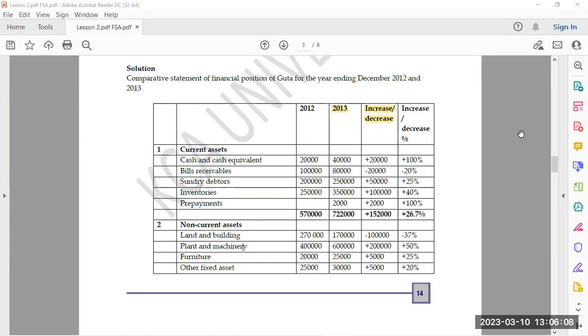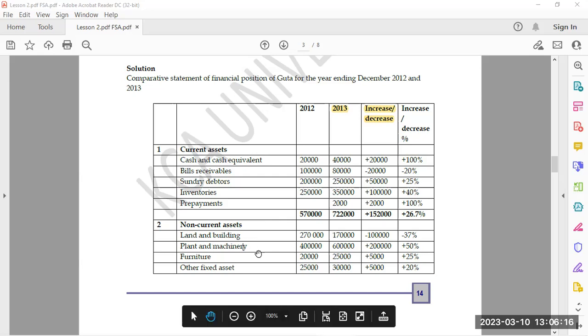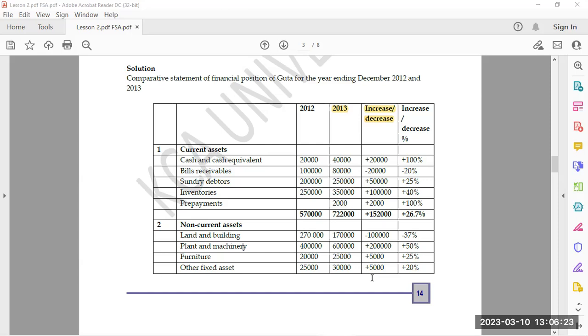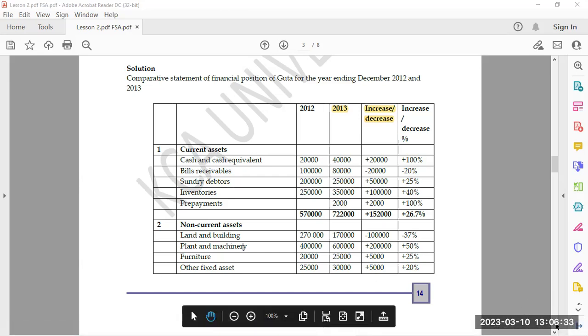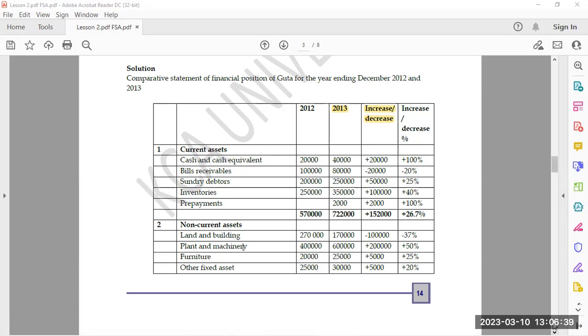So as we were discussing the statement of financial position, we stopped at a point where we were looking at non-current assets. For other fixed assets, I said you are supposed to take the difference between the current year minus the previous year, all over the previous year's figure, times 100 to get the increase or decrease in percentage. That is where we stopped, based on the comparative statement of financial position of Guta for the year ending December 2012 and 2013. That is how it is supposed to be compared.